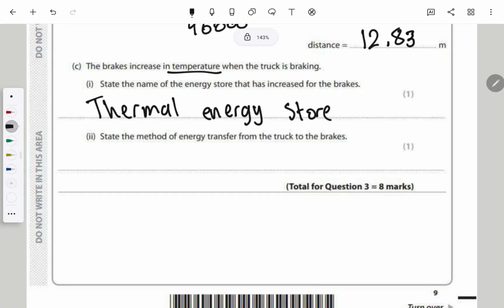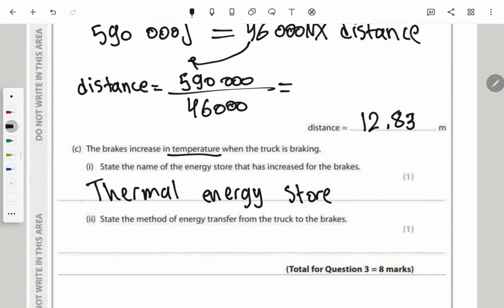State the method of energy transfer to the truck. State the method of energy transfer from the truck to the brakes. In this scenario, the method of energy transfer is mechanical work, or in other ways we can say friction.